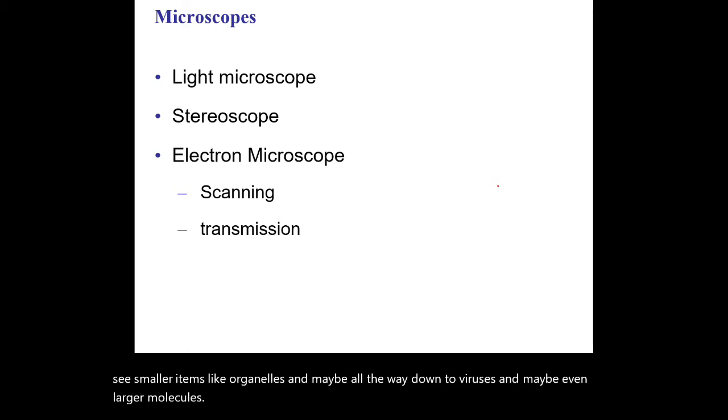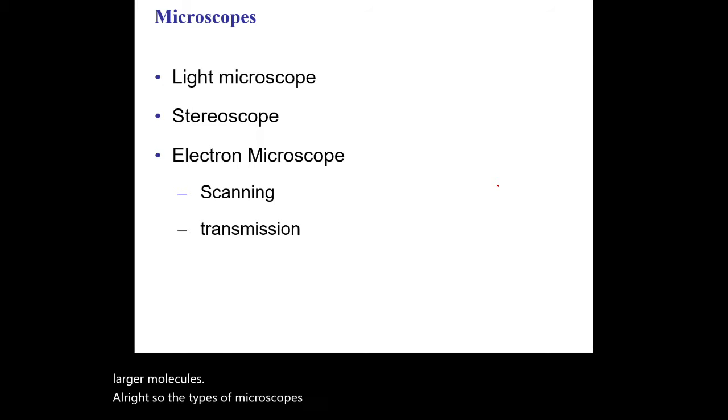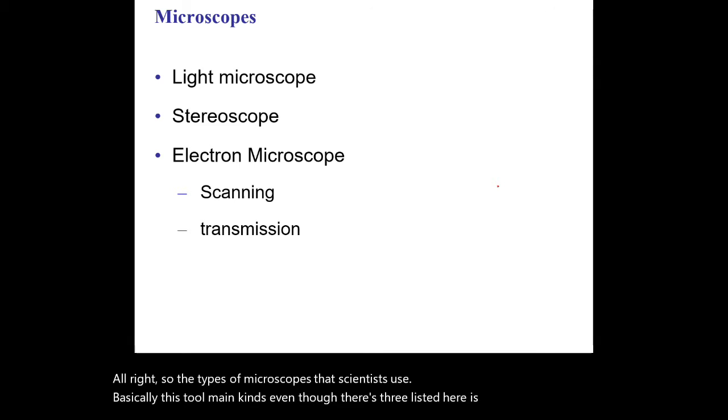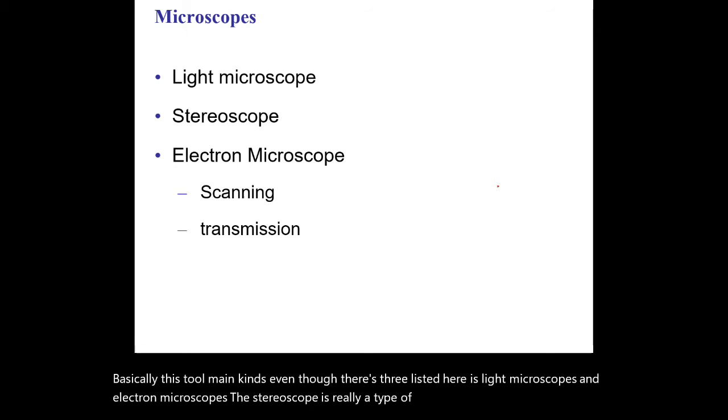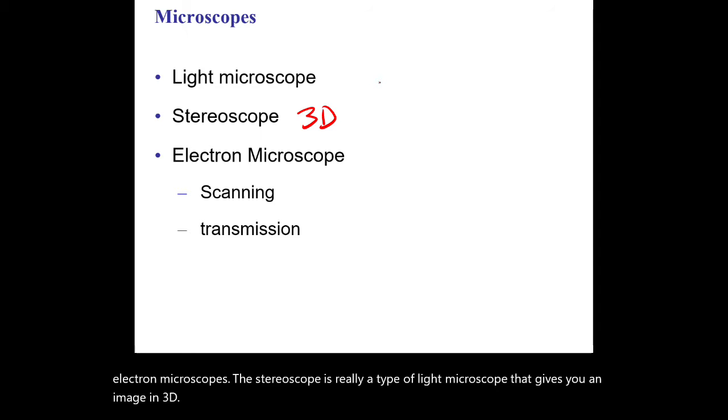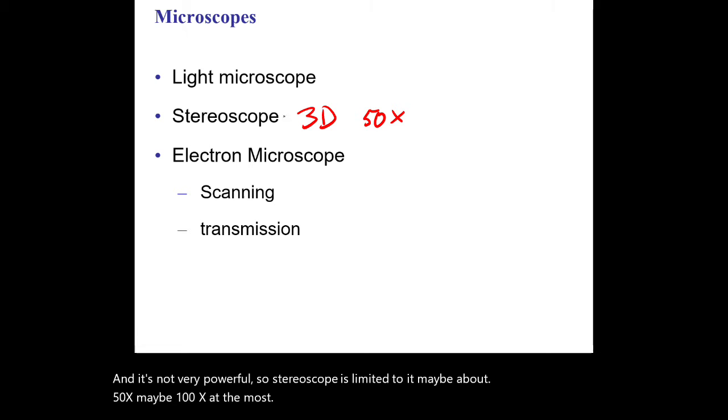All right, so the types of microscopes that scientists use, basically there's two main kinds, even though there's three listed here. There's light microscopes and electron microscopes. The stereoscope is really a type of light microscope that gives you an image in 3D. And it's not very powerful, so a stereoscope is limited to maybe about 50x, maybe 100x at the most. So you'd be looking at fairly large objects.